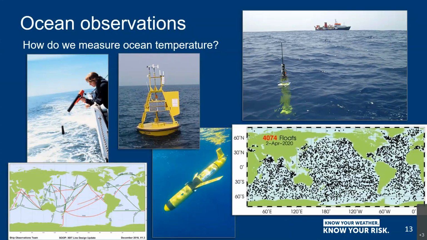The map in the bottom shows each black dot corresponds to an Argo float. This is another international cooperative effort. Various countries have put out Argo floats that then provide data and information about the current temperature and conditions in the ocean.